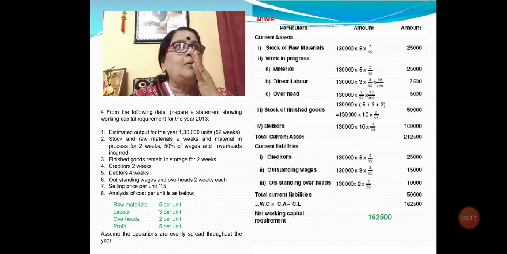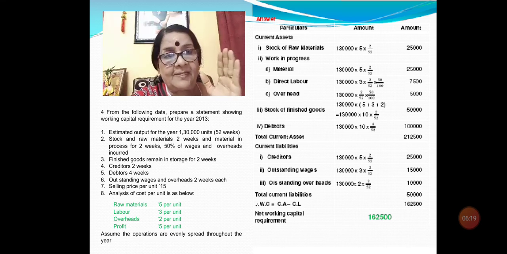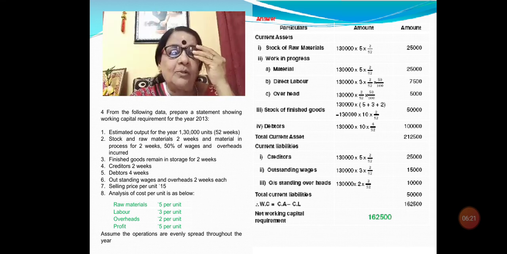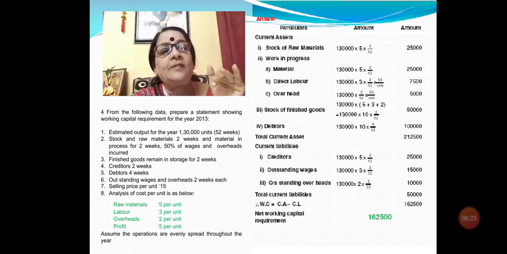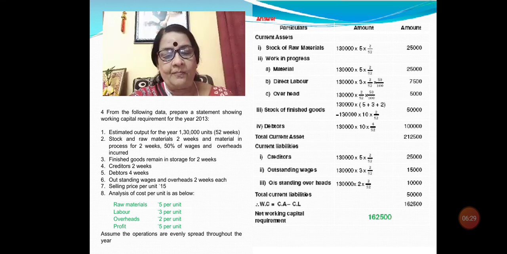Understood? Stock of finished goods is always calculated on cost of goods sold. So we have taken the total cost multiplied by the unit. That is the total cost of goods sold into 2 weeks, that is 2 by 52.